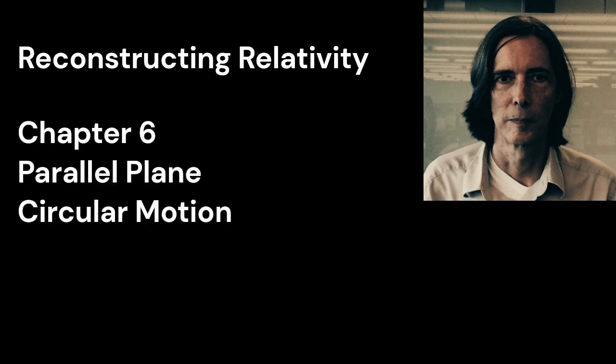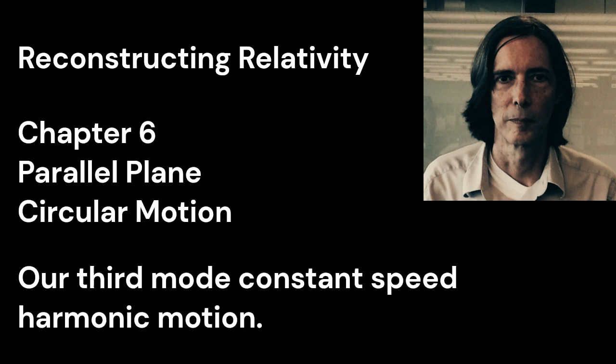Welcome back to Reconstructing Relativity. This will be Chapter 6, called Parallel Plane Circular Motion. This is the third mode of constant speed harmonic motion that we'll be looking at, and then we can proceed with other topics in relativity. This is the third of three. So we'll get started.